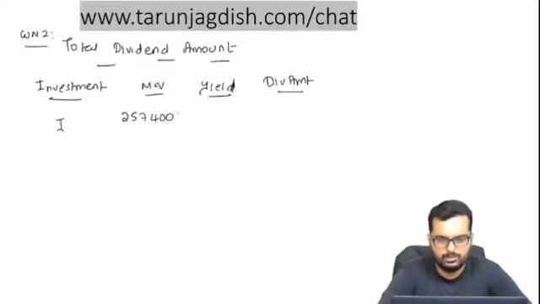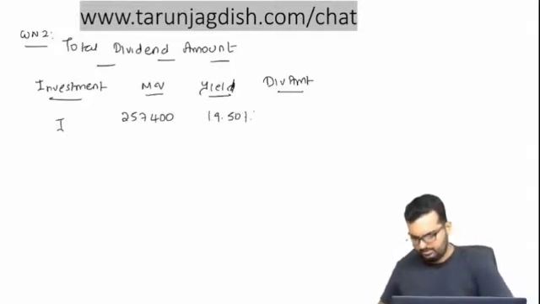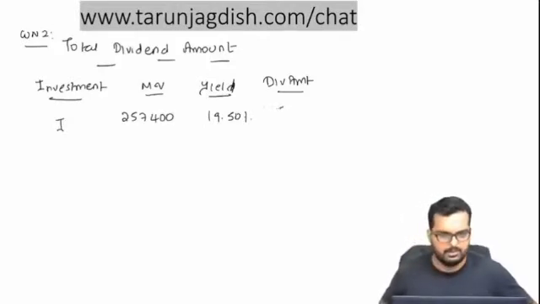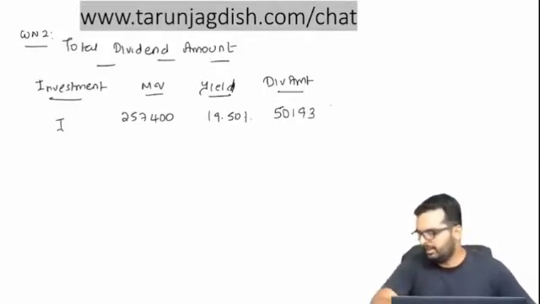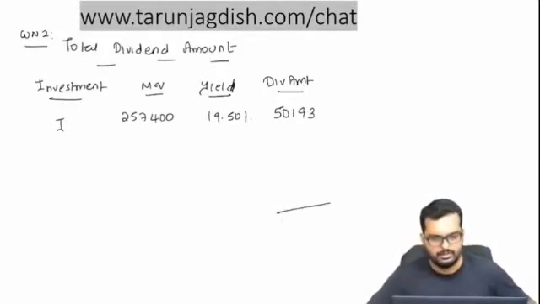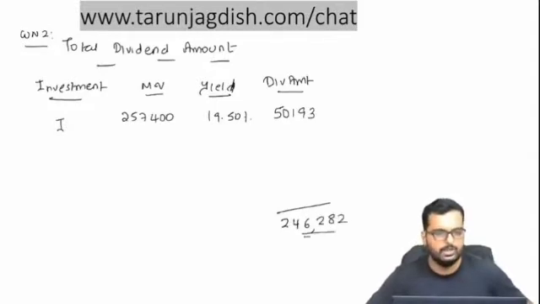And what about the yield? I believe the yield is 19.50 percent. It will be 257,400 into 19.5 percent. It will turn out to be how much? 50,193. Like this, can you do the remaining and tell me what is the total you get? The total should be 2,46,282.